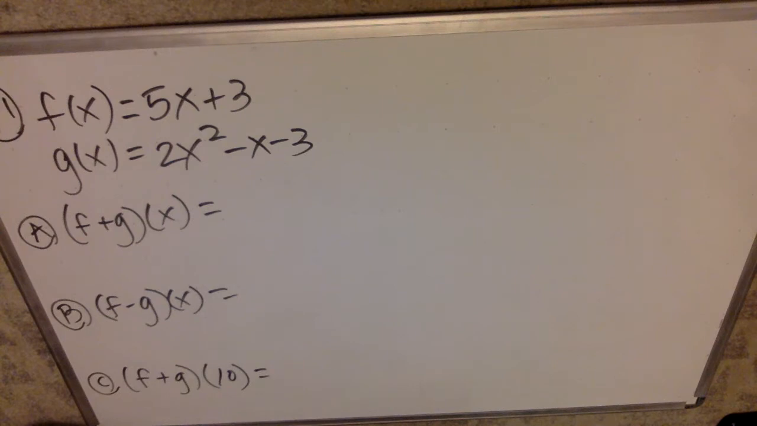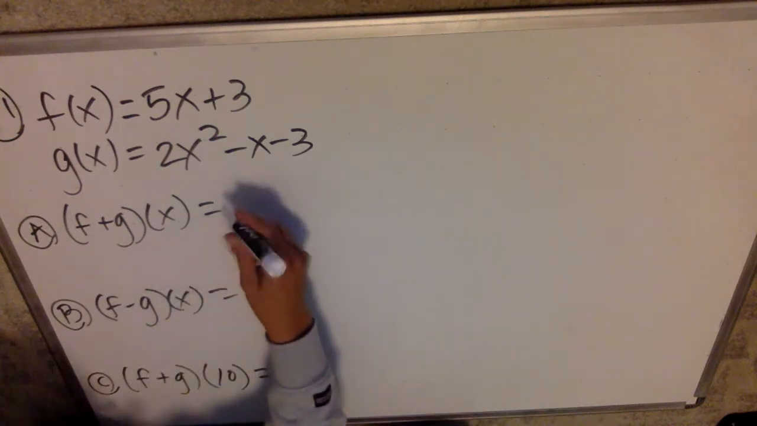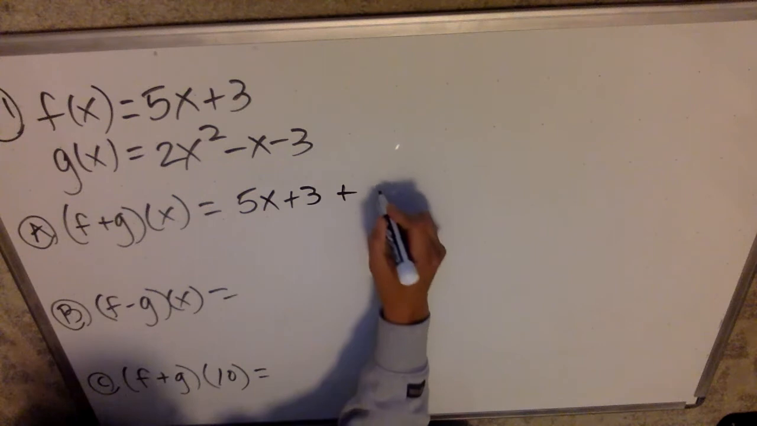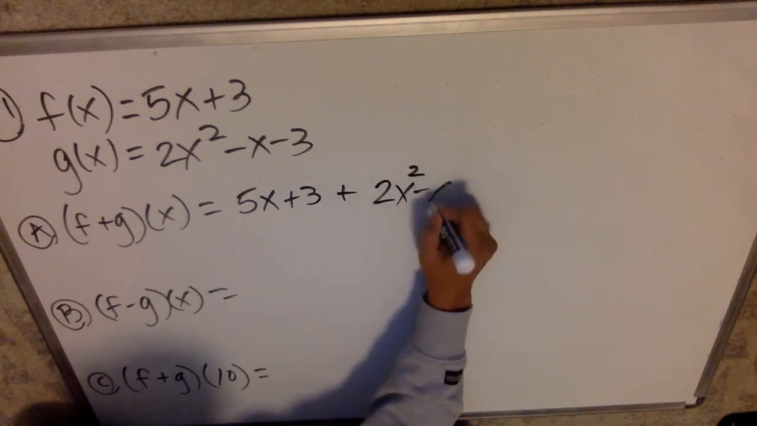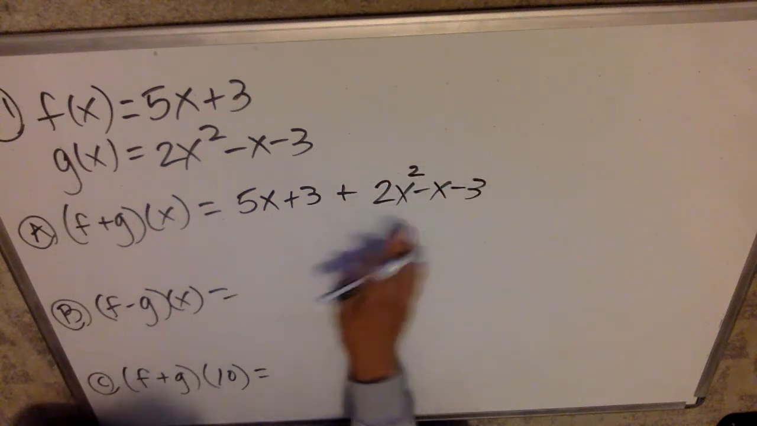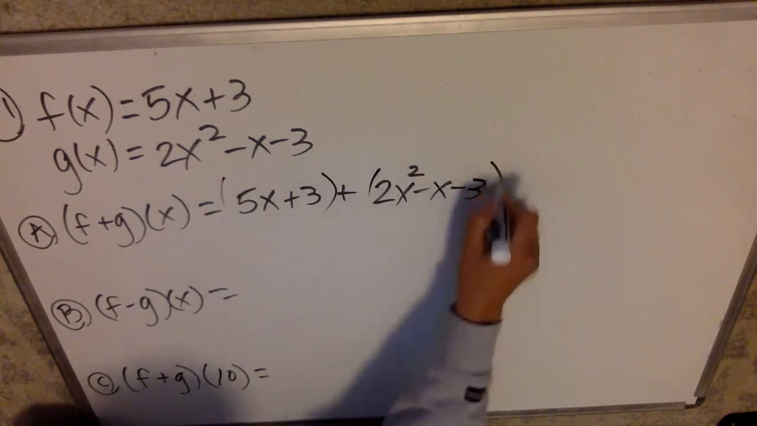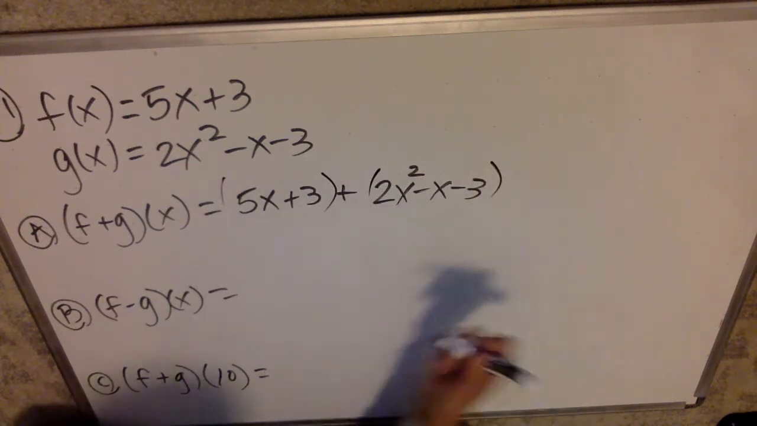So, have at it. You can pause me if you want. I'm going to go ahead and walk through all three of them. So f plus g is going to be f, which is 5x plus 3, plus g, which is 2x squared minus x minus 3. Now, I don't need parentheses here because it's a plus sign, so there's nothing to distribute. If you wanted the parentheses, that's fine. You're just going to get rid of them in the next step anyway, right?